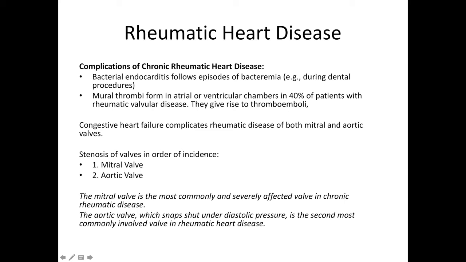The nuts and bolts here of chronic rheumatic heart disease is that there are going to be valves that will be affected in order of incidence. So probably the most important information on this slide is right here. In terms of the complications of rheumatic heart disease, in order of incidence, it is the mitral valve that is first going to be affected, followed by the aortic valve. So it's the most commonly and most severely affected one.